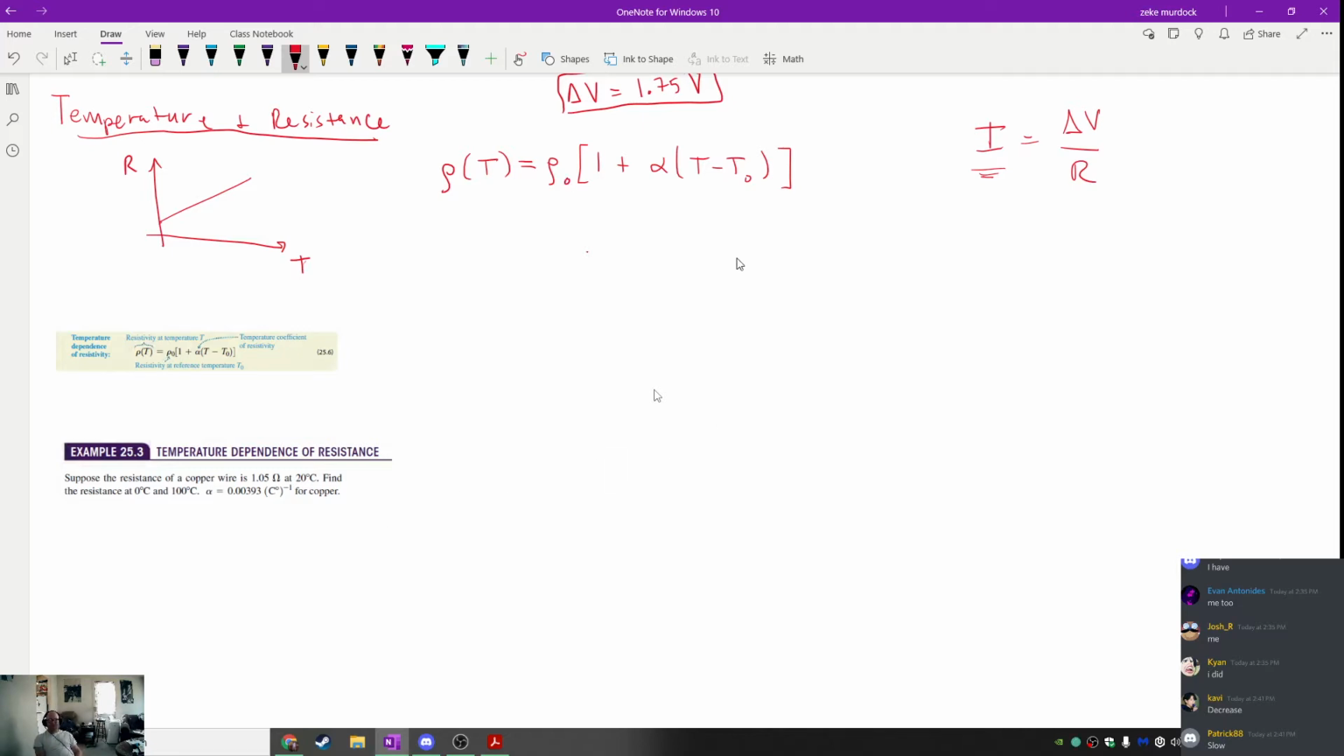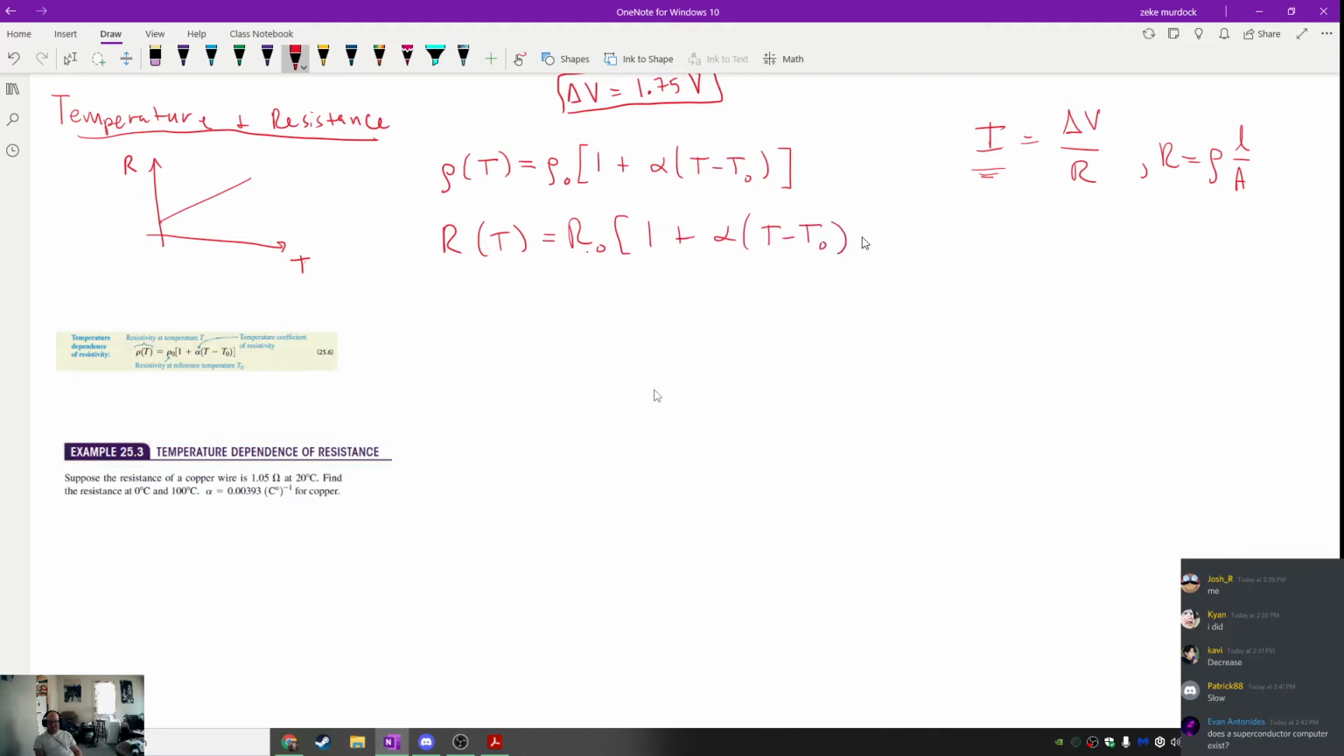There are other things you can do with superconductors, but another thing I'm going to say is that because resistivity, so resistance, is basically just equal to rho times L over A, you can also say that resistance as a function of temperature has exactly the same form, like this. The alpha quantity is exactly the same. Does a superconductor computer exist? No, I don't think so, not yet. We're still searching for materials that we can use.